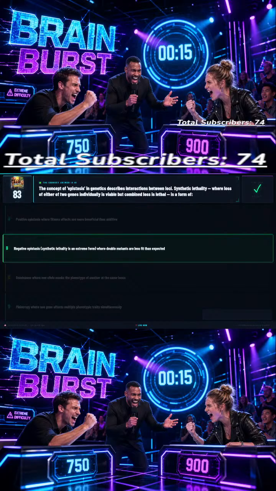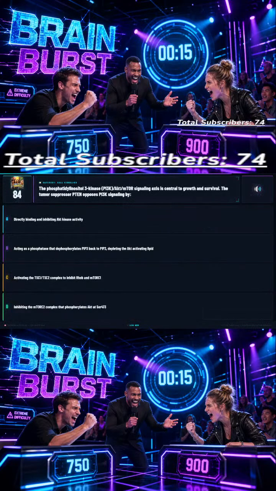Question 84. The phosphatidylinositol 3 kinase, PI3K/AKT/mTOR signaling axis is central to growth and survival. The tumor suppressor PTEN opposes PI3K signaling by Option A, directly binding and inhibiting AKT kinase activity. Option B, acting as a phosphatase that dephosphorylates PIP3 back to PIP2, depleting the AKT activating lipid.